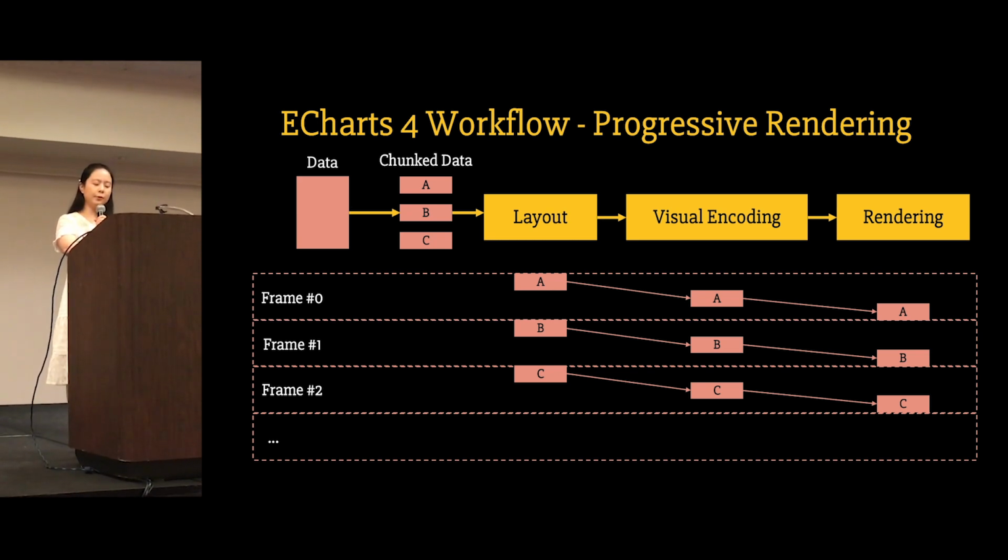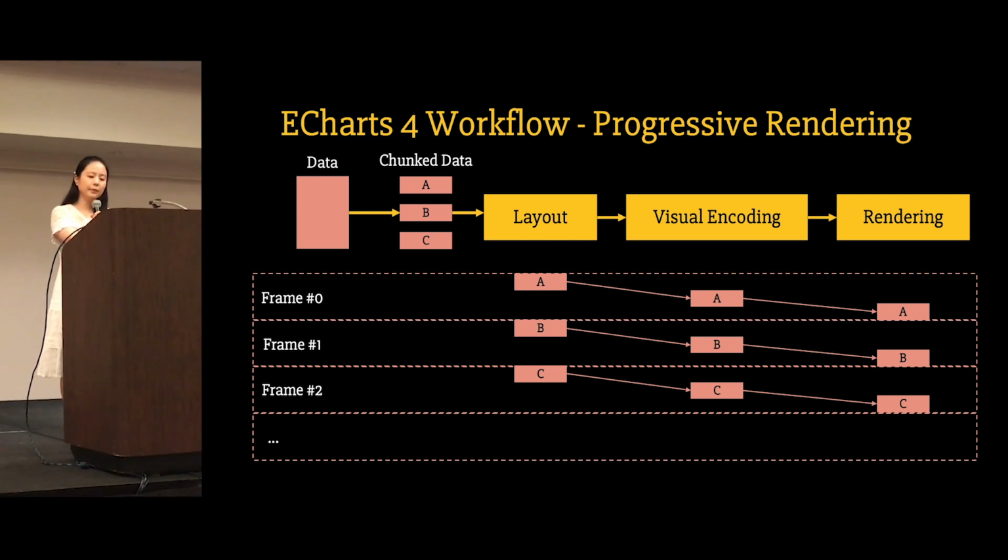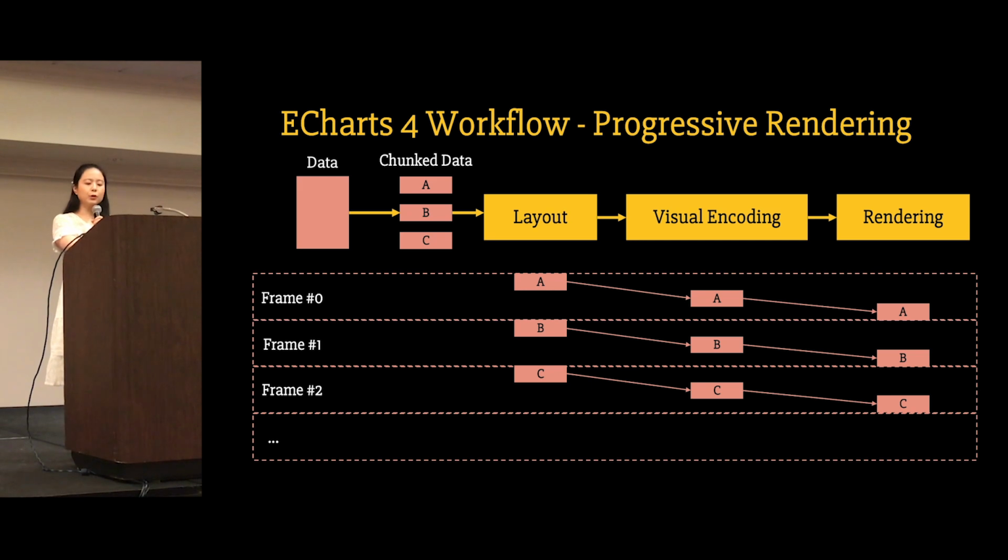For example, if you have a 100,000 data series, you may split it into 100 frames, each of which has 1,000 data. And then the full picture will be rendered after 100 frames. But the viewers won't find the rendering time to be long because it's updated all the time.